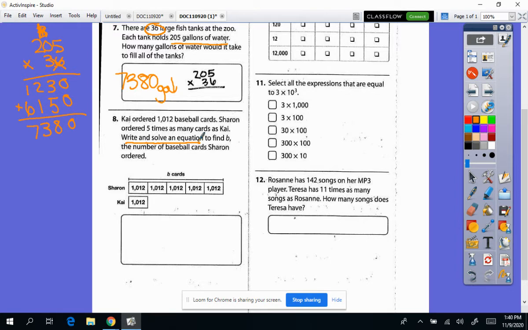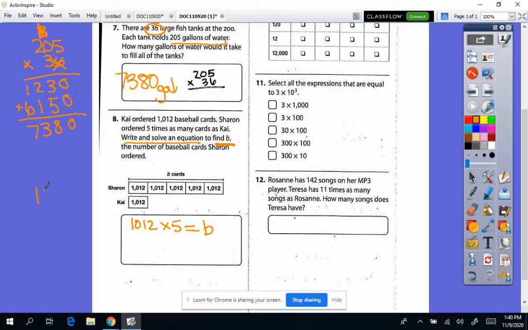So we're going to set up our problem first, and then in this one, it says to find B, so we're just going to set it equal to B. That's the only thing different about this one, okay? So here is Kai's amount of cards. Sharon bought 5 times as much, so that is our problem, 1,012 times 5. And as I mentioned before, in our equation, we're going to set that equal to B.